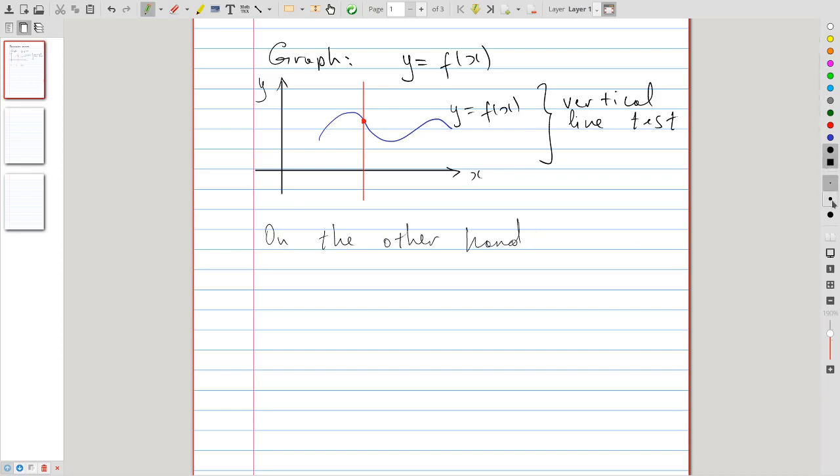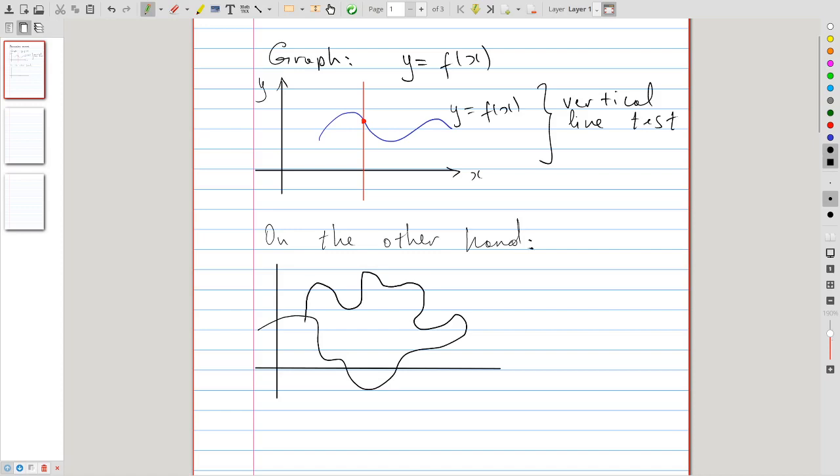something that you cannot obtain as a graph of a function could have the following form. So you could have something that clearly does not pass the vertical line test. It may even have self-intersections and so on. Now, the primary question I want us to answer right now is, why would we even care about objects like this? So this is something that clearly does not pass the vertical line test.